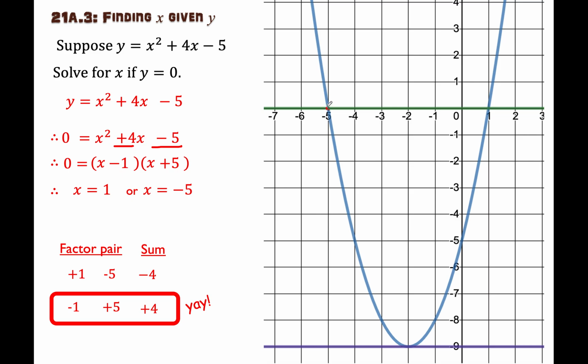There's one right here. What? At negative 5? Coincidence or conspiracy, and another one at positive 1. These are the same problem, aren't they? Yeah, this is just a graphical way of finding it, a way of graphing it and finding it. So yes, that's why this question has 2 answers, because it crosses this line at 2 points.